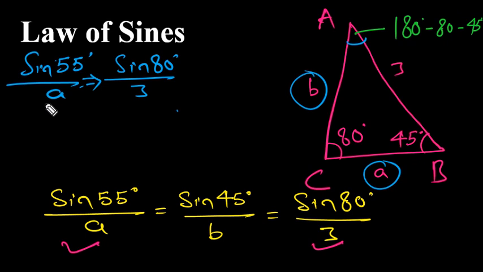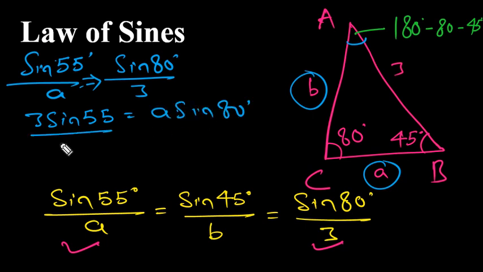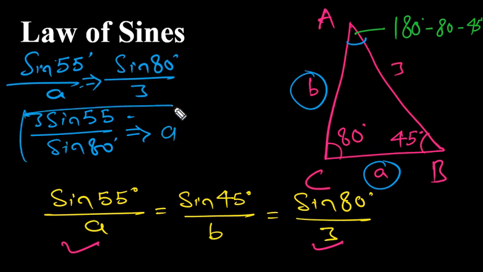Okay, now the standard method is very simple. Do the cross product. So this is 3 sine 55 is equal, cross product, a sine 80, divided by sine 80 both sides, so we can remove it from here. So a is equal to 3 sine 55 over sine 80. Now this information you can keep in the calculator easily, right? I'm 100% sure there will be no problem in this. When you solve this, you will get your a value.